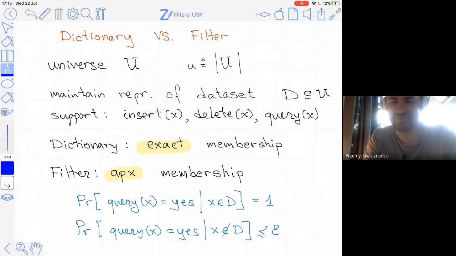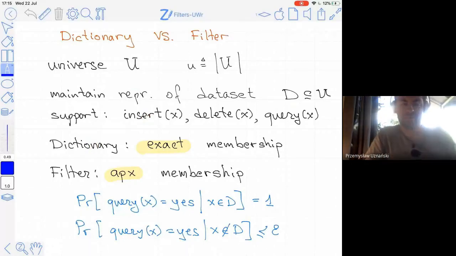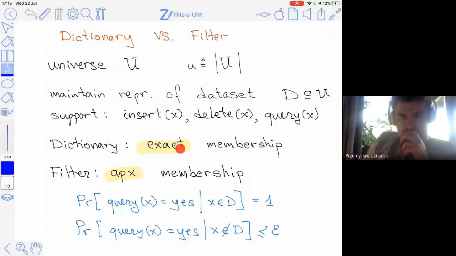You have a universe, we denote it by capital U. Its cardinality is given by lowercase u. And our goal is to maintain a representation of a data set D, which is a subset of U. And we want to support operations such as insert, delete, query. In a dictionary, the issue is that we want to maintain the set in a precise fashion, namely whenever we're giving a membership query, we're supposed to answer correctly.